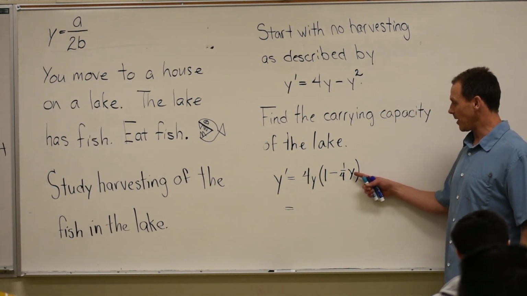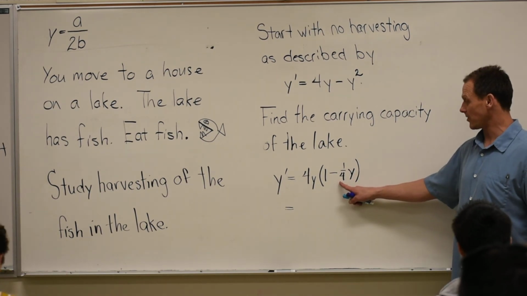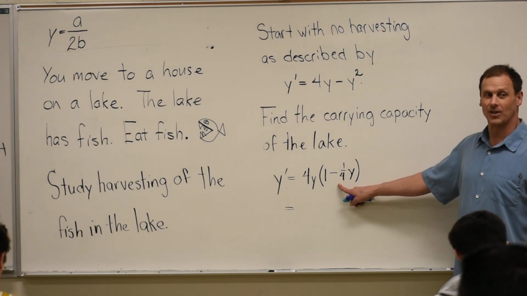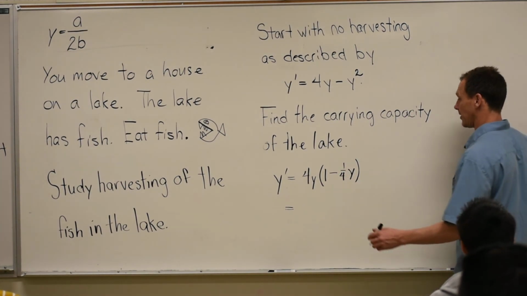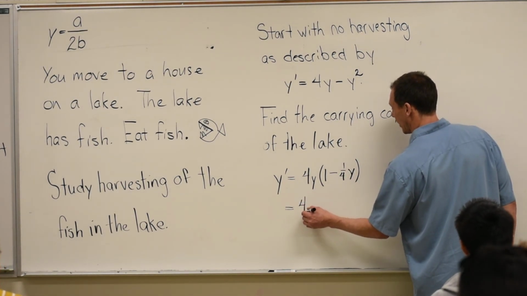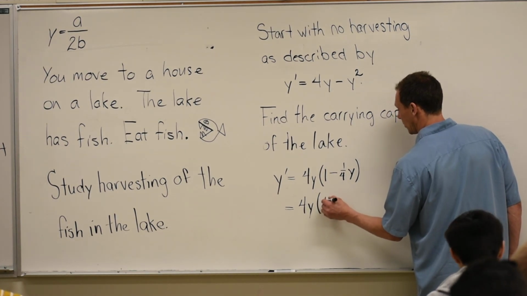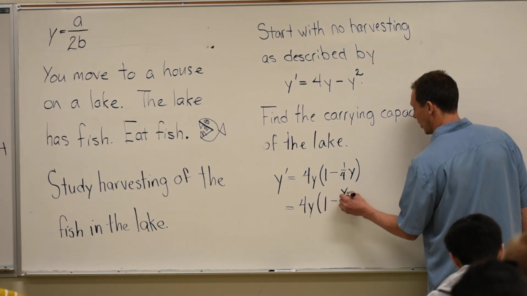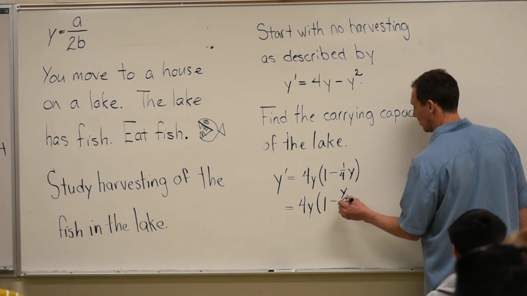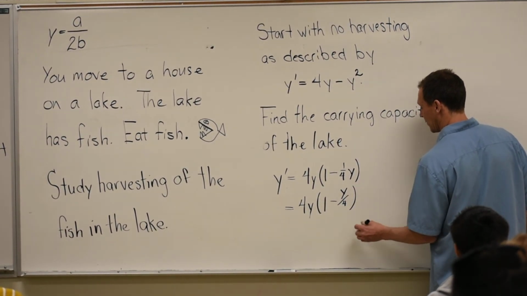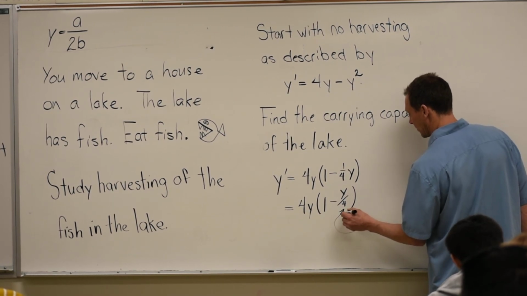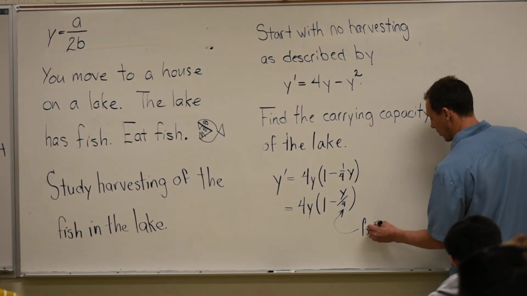But remember how we wrote the carrying capacity? The carrying capacity was y over this fraction. So to put this fraction in the denominator, what do we do? We flip it and put it in the denominator. So we write 4y times 1 minus y over 4, since the reciprocal of 1/4 is 4. 4 fish.